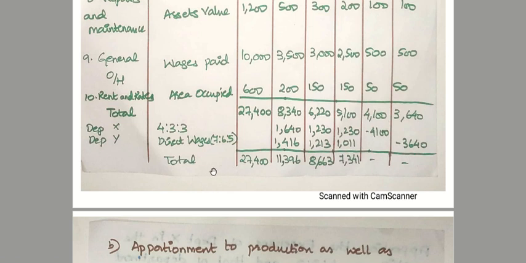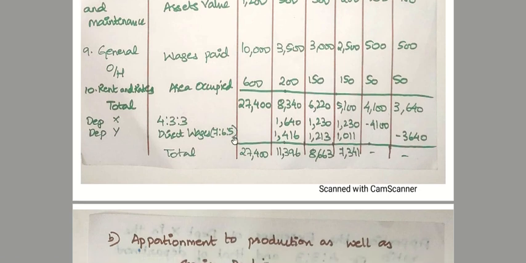So the total now you will get is 27,400, which is the total amount. 11,396 for department A, 8,663 for department B, and for department C it is 7,341. And for your service department it is a nil figure because we have apportioned the service departments X and Y to the production departments.